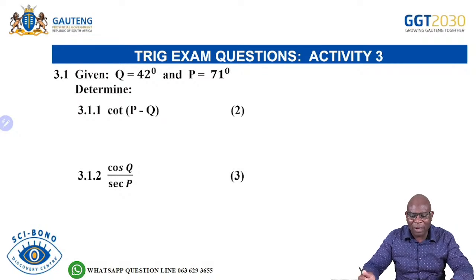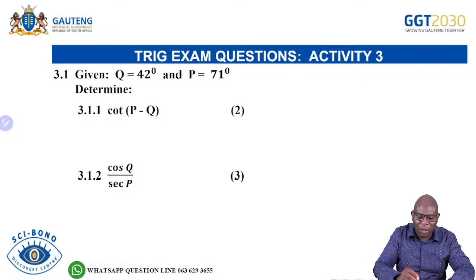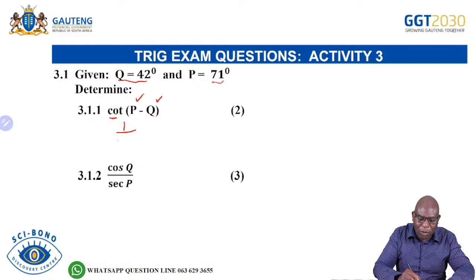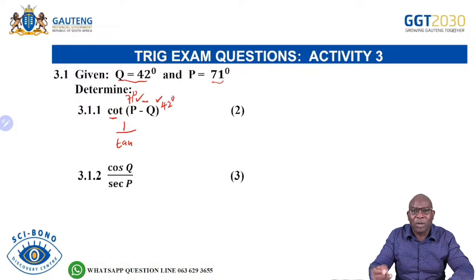Here, you're given that you use a calculator to do that. You're just substituting. We are having a P here, we're having a Q. That is given there, the angles are given, we're just substituting. What do I know about the cot? We know that cot will be 1 over tangent. So in other words, that angle there will be 71 degrees. This one is 42 degrees. Then there's a minus. So if I subtract this, what am I going to get then? So I'm going to get 29 degrees.